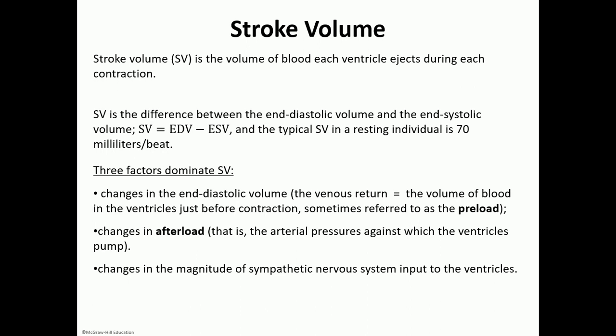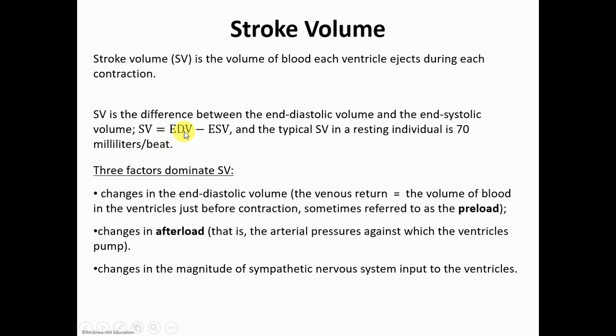When you subtract those two from each other, it gives you your stroke volume, which is about 70 milliliters per beat. So with each ventricular contraction, it is pushing about 70 milliliters of blood forwards. And there are three different factors that affect the stroke volume.